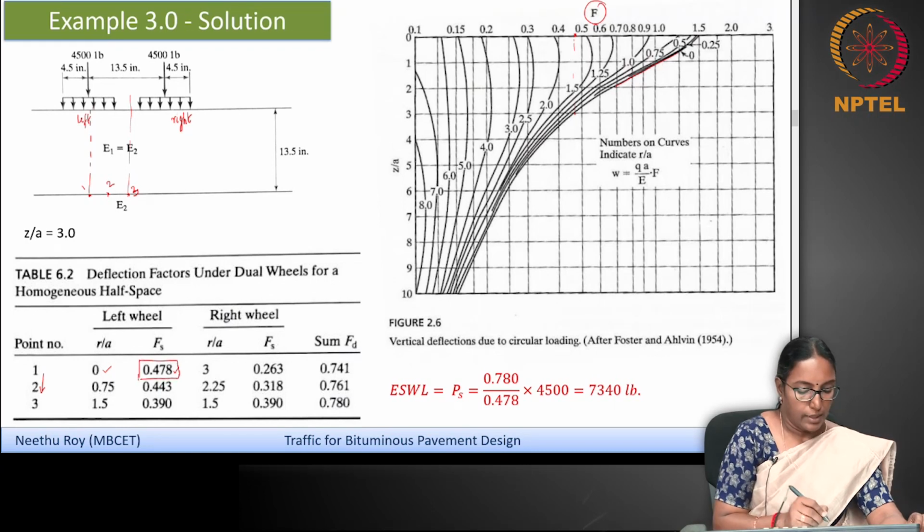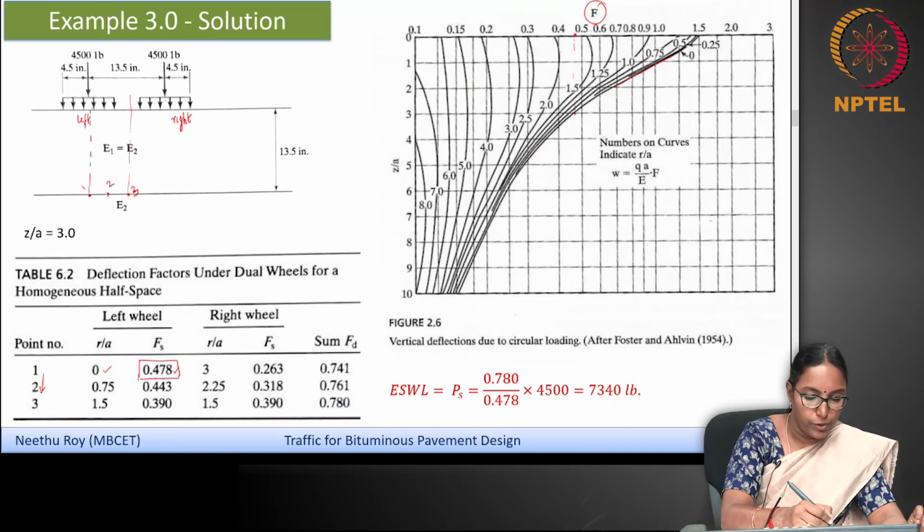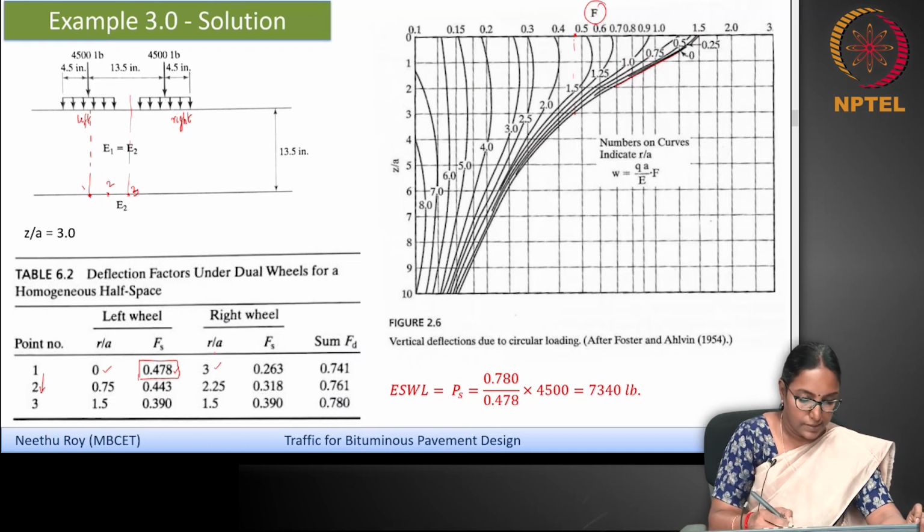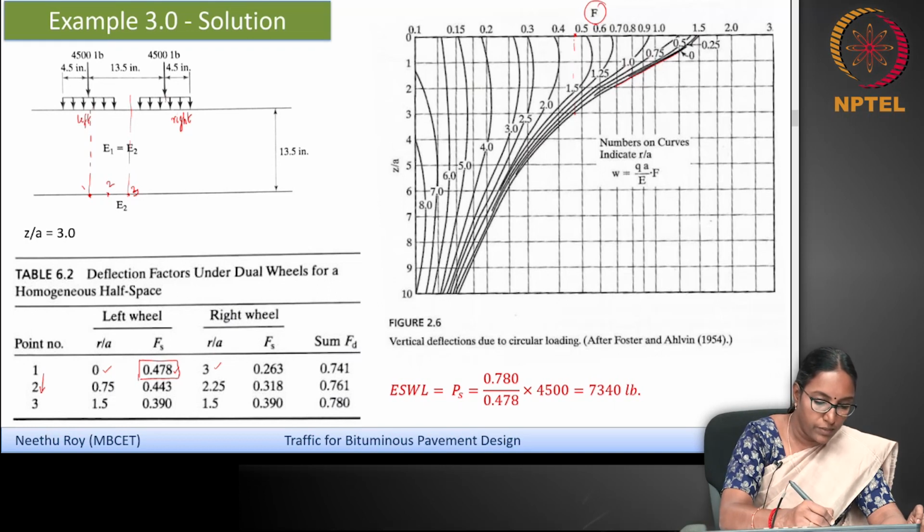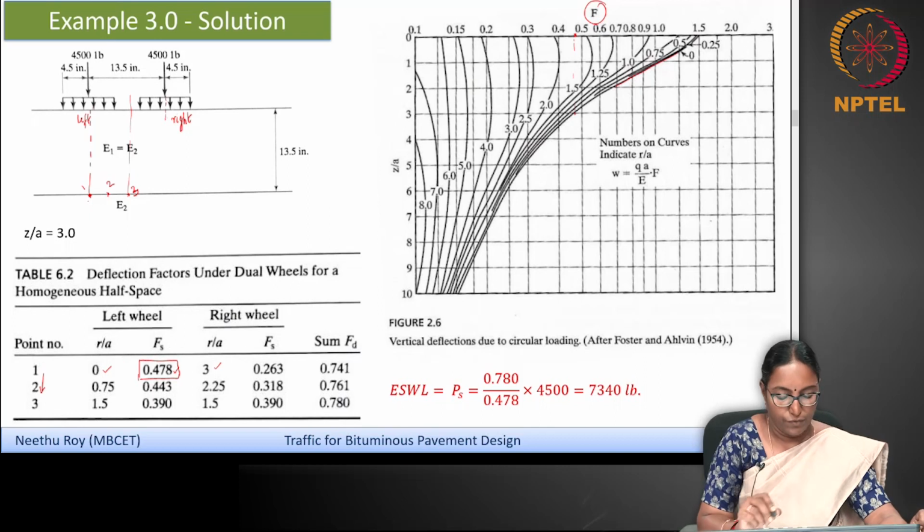For the dual wheel load, the left wheel value is the same. Now, for the right wheel, for point 1, the R by A value is 3, as we have already discussed. That is, the distance from the load point to point number 1 divided by A will give you 3, because it is 13.5 by 4.5. So, for that R by A value, you get the F value.